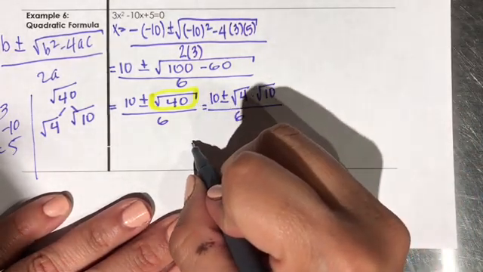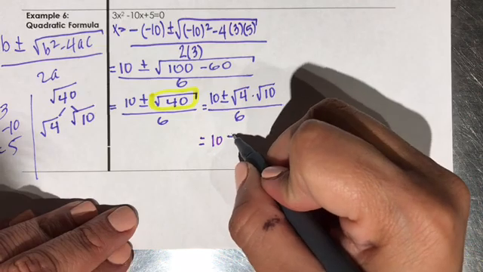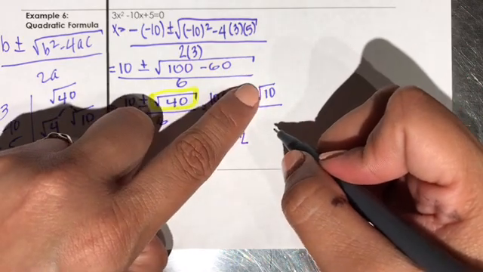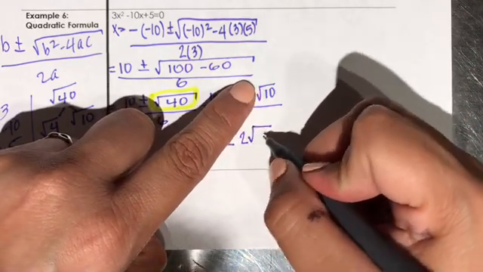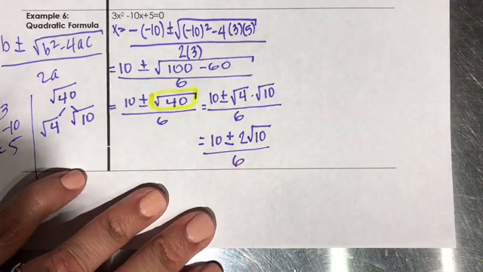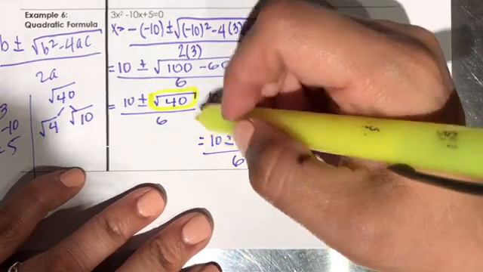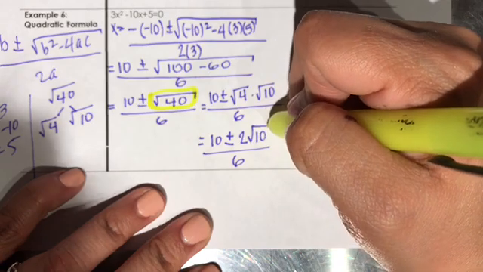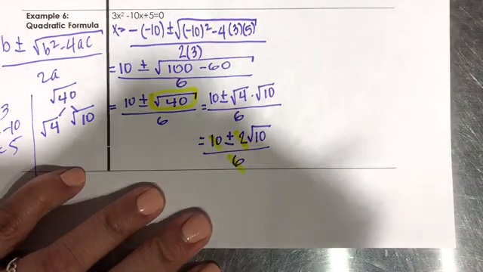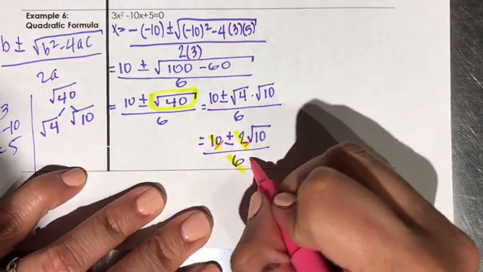So I'm going to simplify. I'm going to say 10 plus or minus. If I take the square root of 4, I get 2. I do not take the square root of 10, so I just leave it, and it becomes 2 times the square root of 10, all this over 6. And there's something very specific here. We cannot do anything to the square root of 10, but we can do something to the 10, the 2, the 10, and the 6. All of these have a common factor of 2, so we're going to divide each of them by 2.